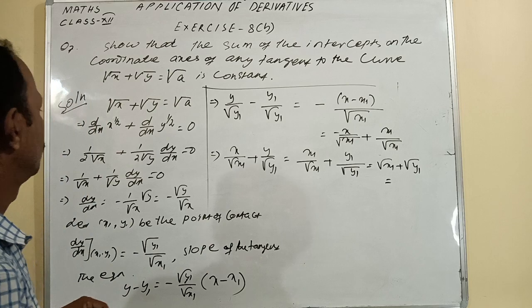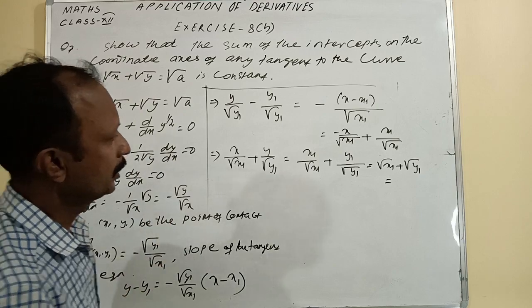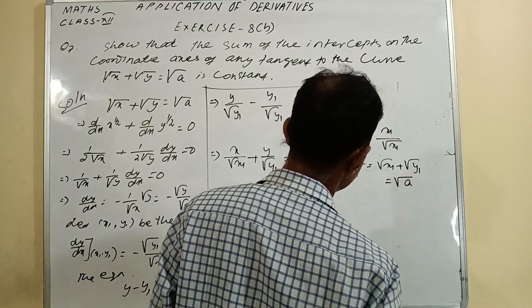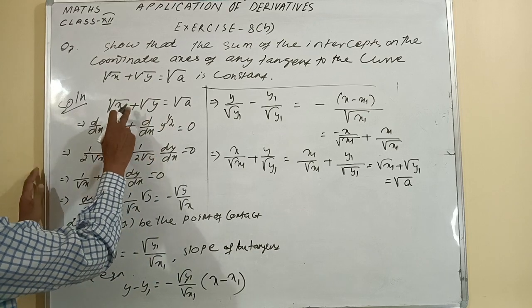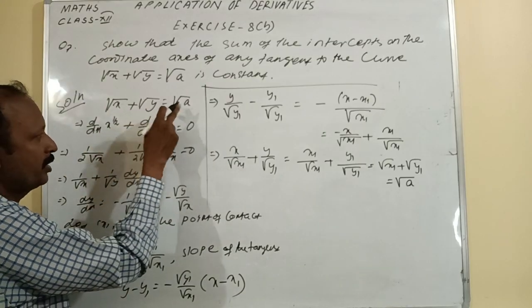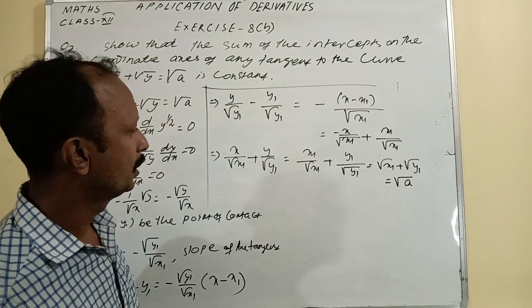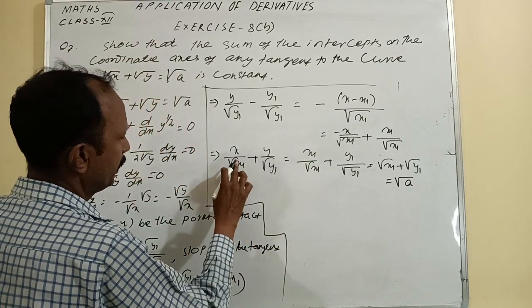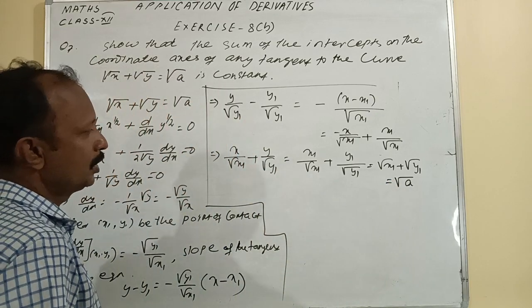Already we know that root x plus root y is equal to root a. So I can take it here as root a, because x1 y1 satisfy this condition. If root x plus root y is equal to root a, that means root x1 plus root y1 is also root a, because that is the point of contact. It satisfies both. So I got x by root x1 plus y by root y1 is equal to root a.